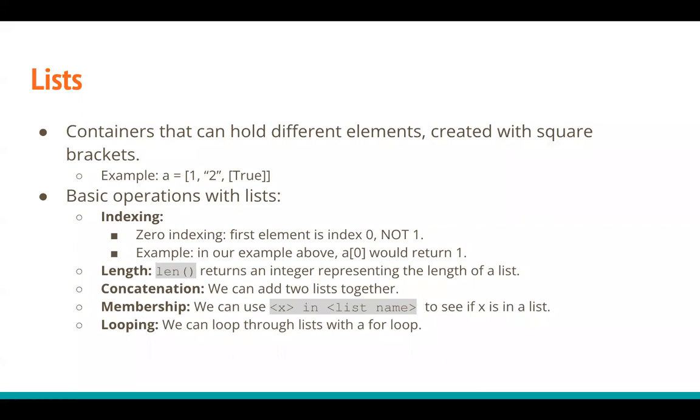To check if an element is in a list, we can literally just say x in list. And this will return a Boolean value, true or false, based on whether or not this element is in the list. And if we want to ever iterate through all the elements in the list, we can use a for loop.